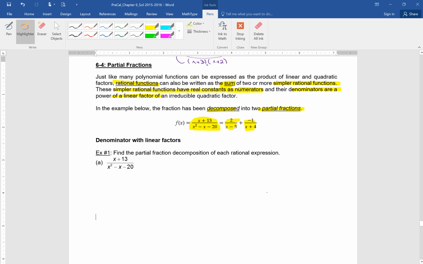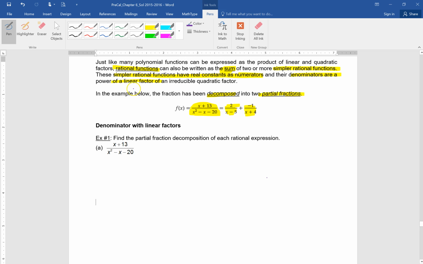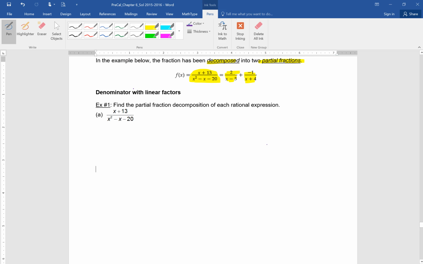All right, so let's do this example. It's actually the same one as above, as here. So let's just do this one. What you have to do first is you have to factor the denominator. All right, so let's factor the denominator. And when we do that, what do we have? The numerator is x plus 13. How does the denominator factor? x minus 5, x plus 4. Okay? Now, I want to decompose that into two smaller fractions from where this came.